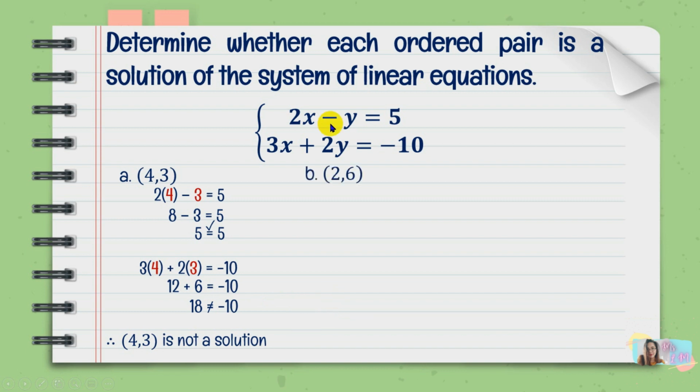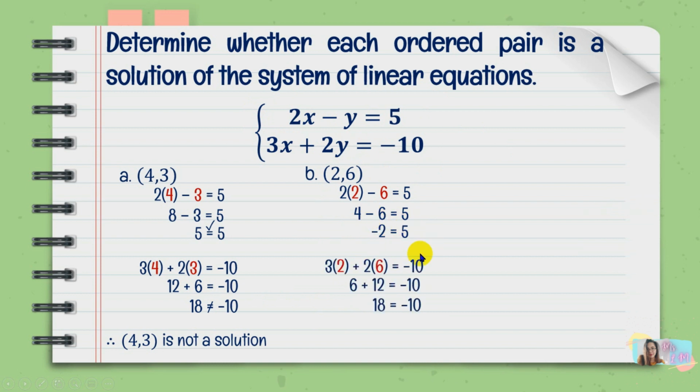Another ordered pair. So we have here 2 and 6. We're going to substitute that to x and y variables on our first equation. We're going to have 2 times 2 minus 6 is equal to 5. 2 times 2 is 4, minus 6, and 4 minus 6 is equal to negative 2, and it is not equal to 5. That means, again, dito pa lang, hindi na siya nag-satisfy.